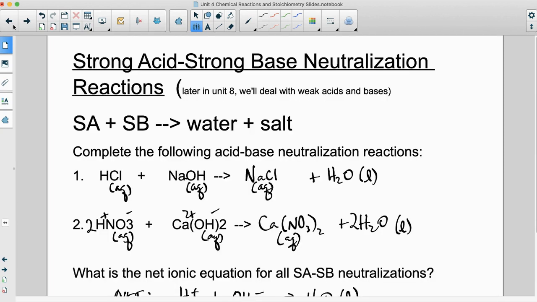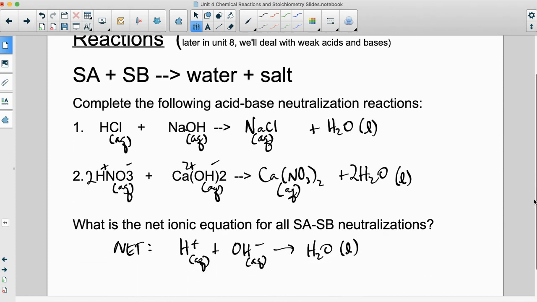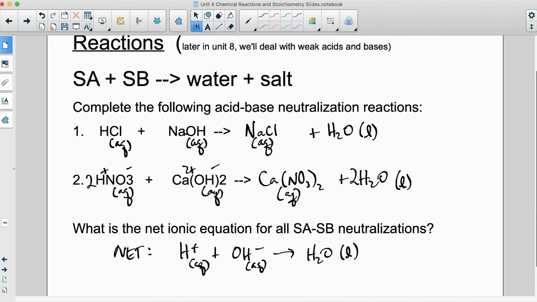Okay, and we did set up the copper mine. Okay, so that's it for the introduction to acids and bases. And if you have any questions on this acid-base theory, you can ask in class tomorrow.